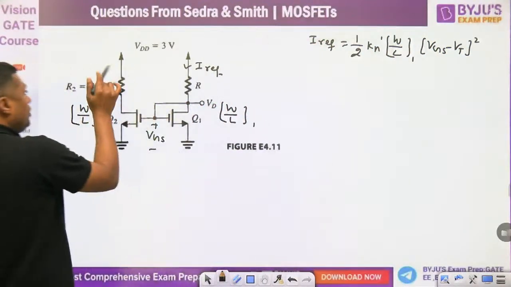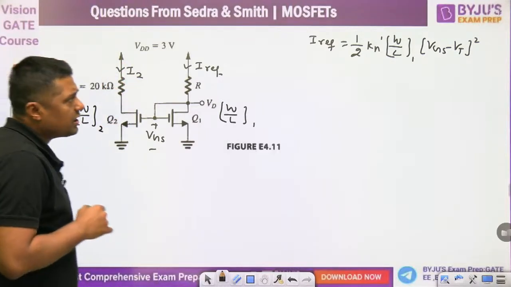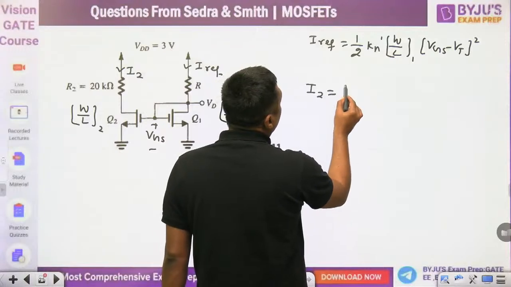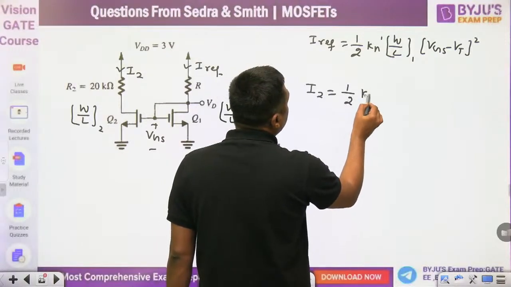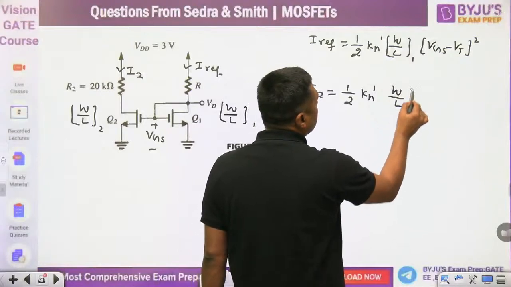Now, what is the value of the current through this MOSFET? That is I2. I2 is given by 1 by 2 K and S, this is also the same, 1 by 2 is the same, W by L of 2.